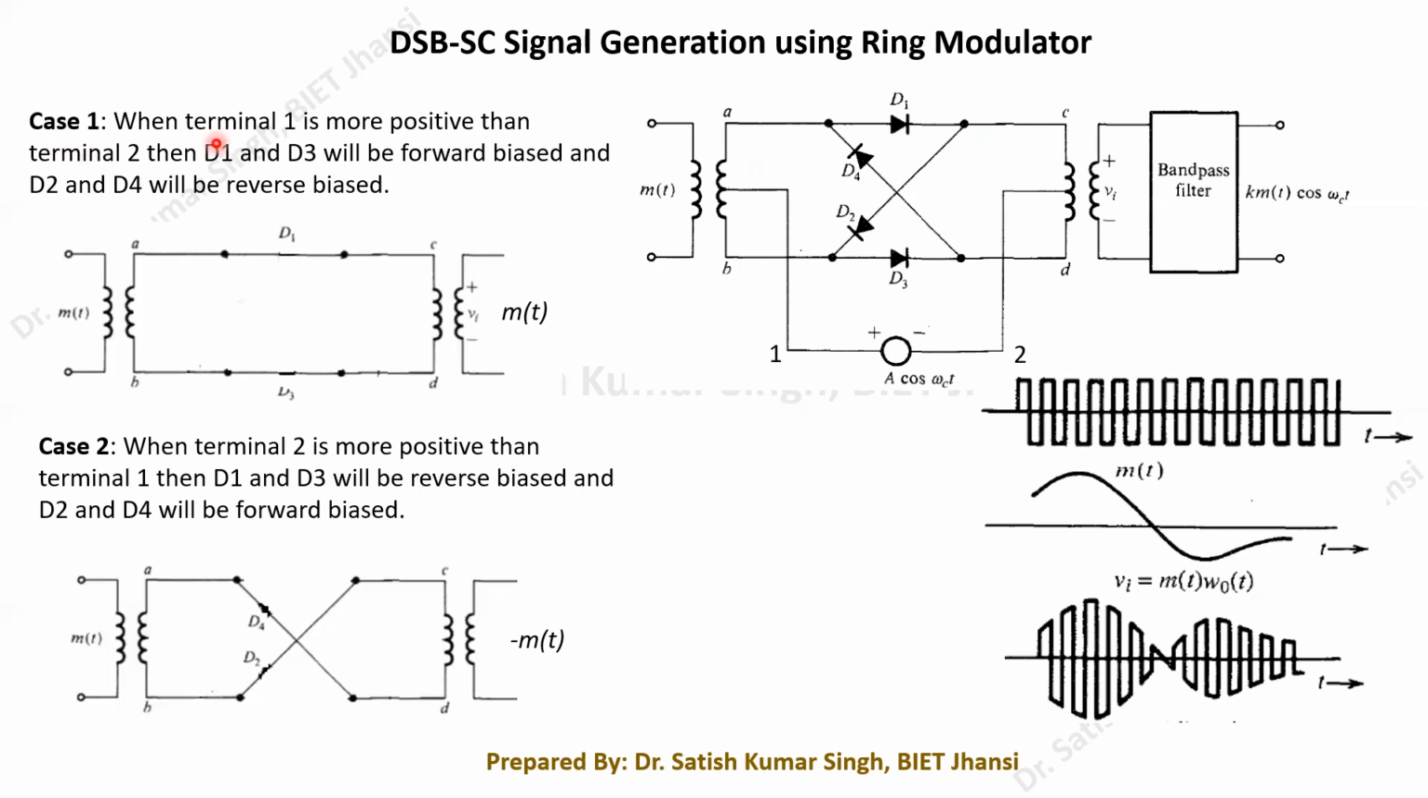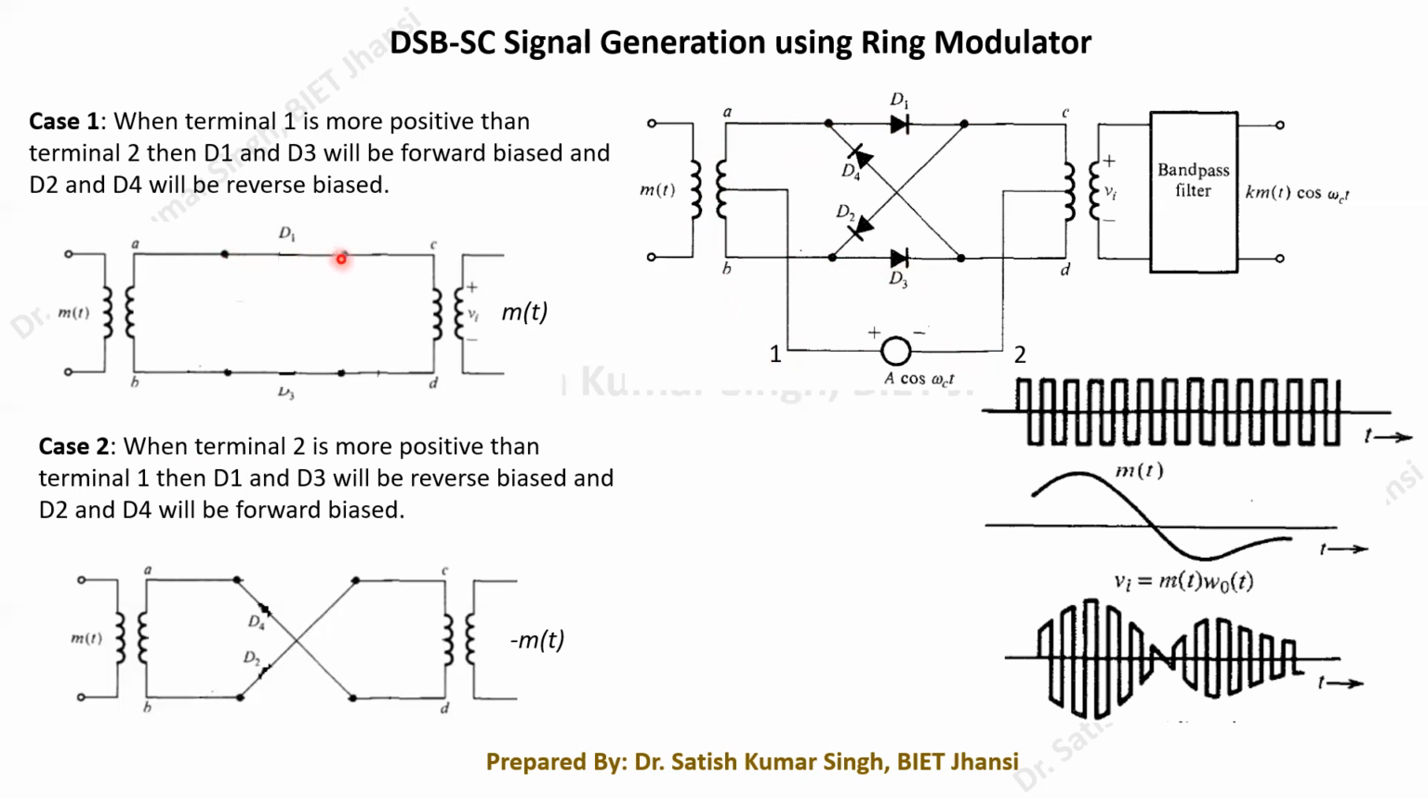Right now we are considering case 1. What is case 1? When terminal 1 is more positive than terminal 2. Terminal 1 being more positive means we are talking about this half. So the diodes D1 and D3 will be turned on, and each will be replaced by its forward bias equivalent, meaning a short circuit.